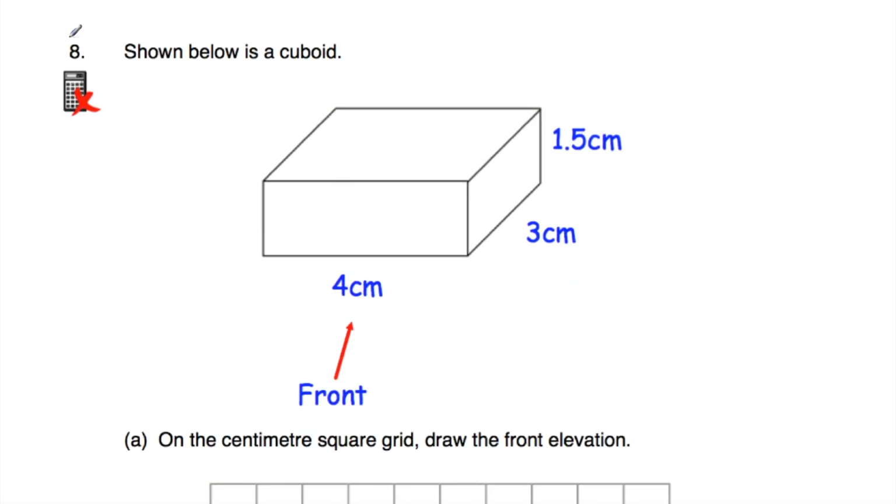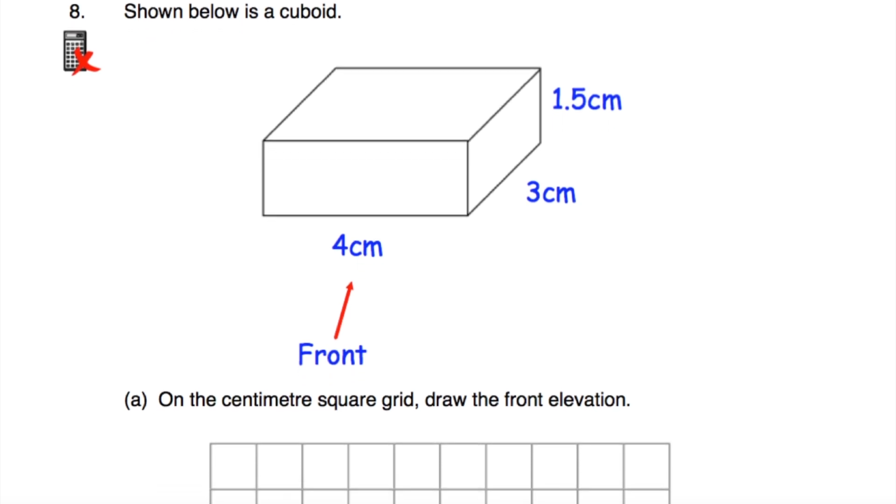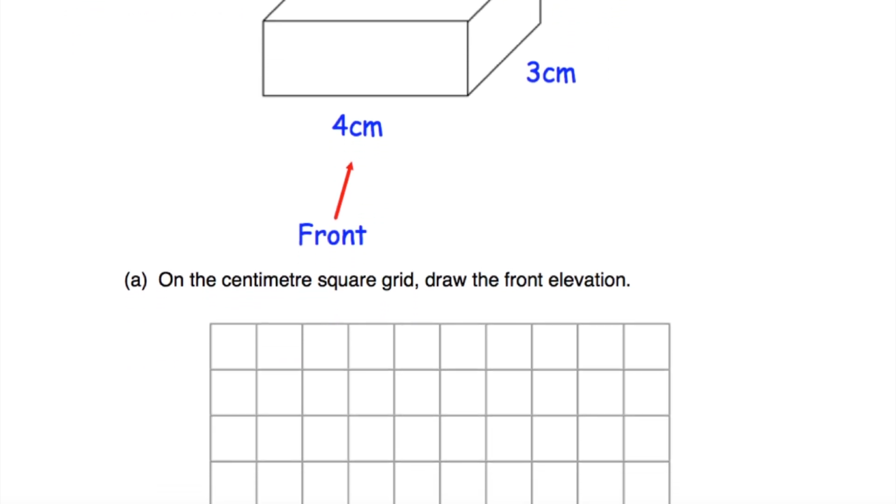Okay, let's look at our next question, question number 8. So question number 8 says, shown below is a cuboid. So we've got this cuboid, and the base of the cuboid is a 4 centimeter by 3 centimeter rectangle. The rectangle on the right hand side is 3 centimeters by 1.5 centimeters. The rectangle in the front would be 4 centimeters by 1.5 centimeters, and the top would be the same as the bottom, the left side would be the same as the right side, and the front would be the same as the back. And the question says, on the centimeter square grid below, draw the front elevation.